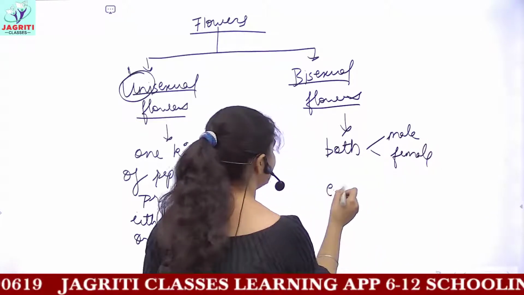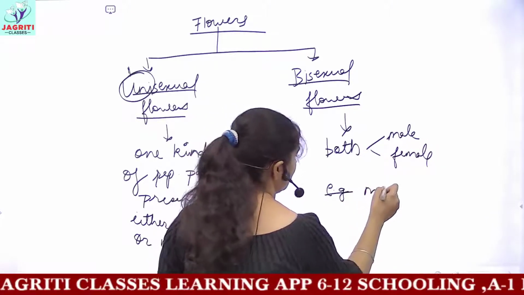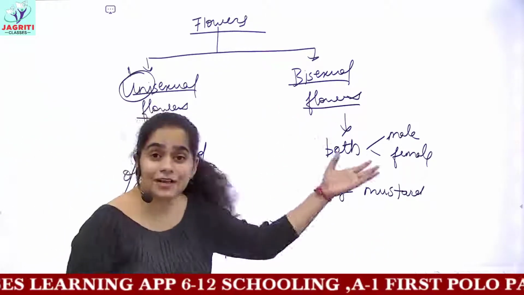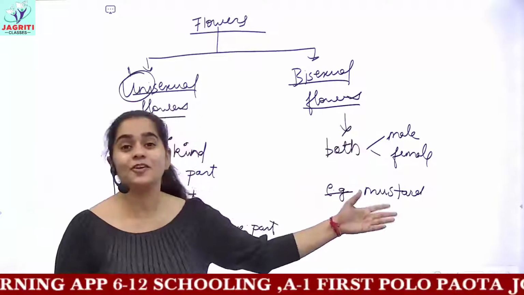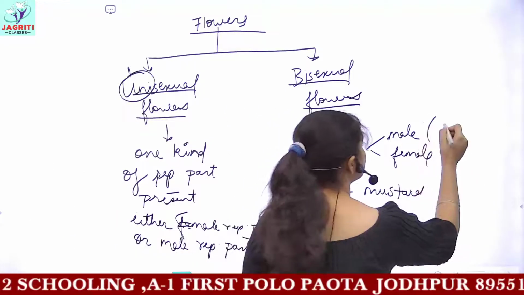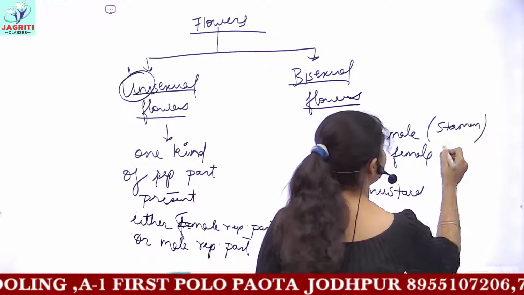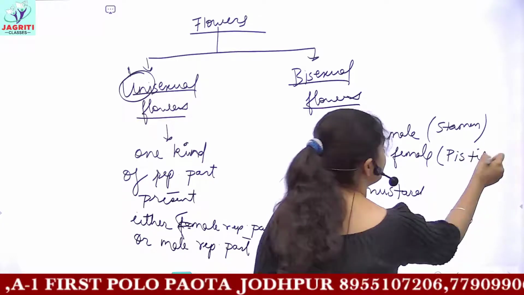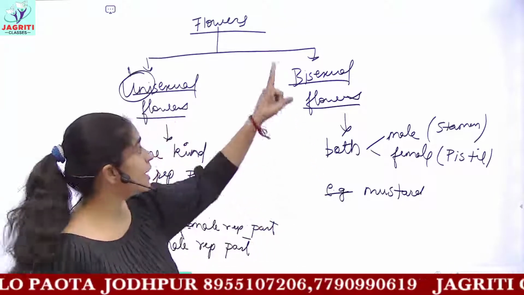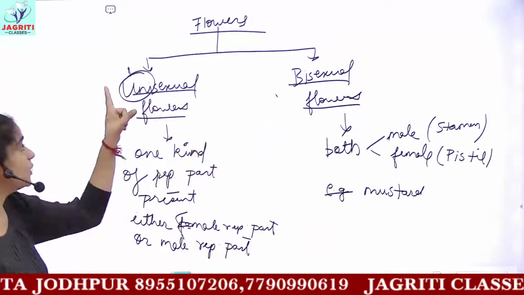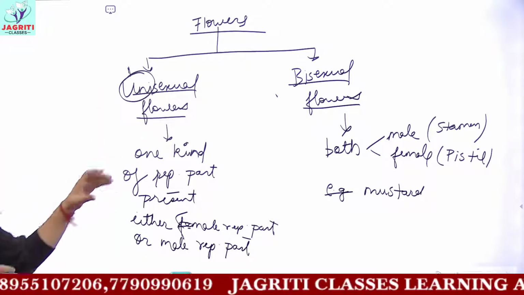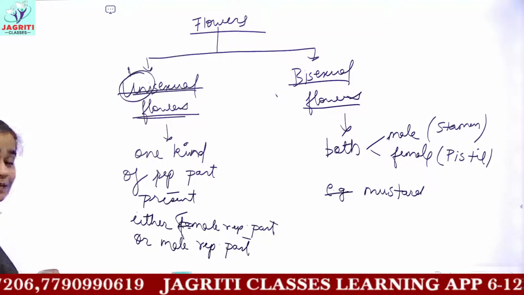So for example, mustard is an example of bisexual flowers. The flowers of mustard are bisexual, that is, the single flower contains both the male reproductive part and female reproductive part. A male reproductive part is your androecium or stamen, and the female part is known as gynoecium or pistil. So when both stamen and pistil are present on the same flower, such flowers are known as bisexual, whereas when you have either stamen or pistil present on a single flower, then such flowers are known as unisexual flowers.